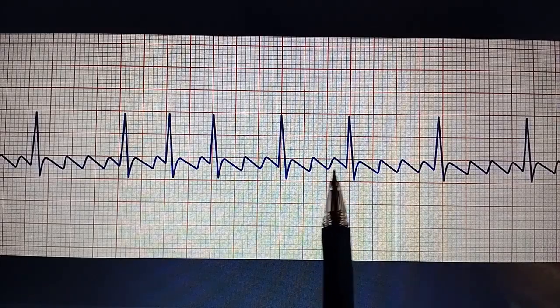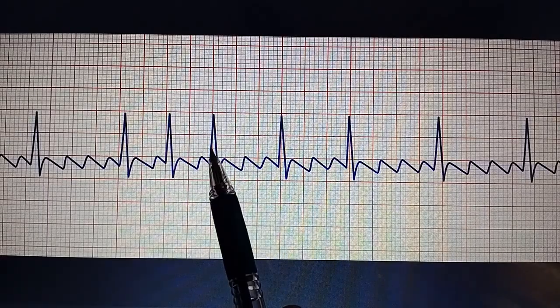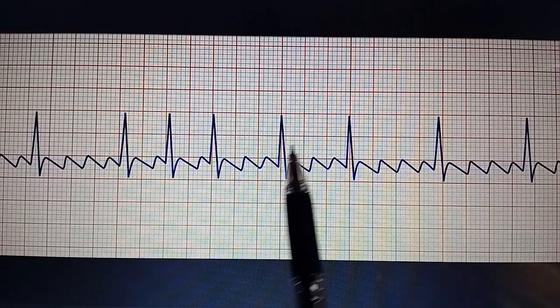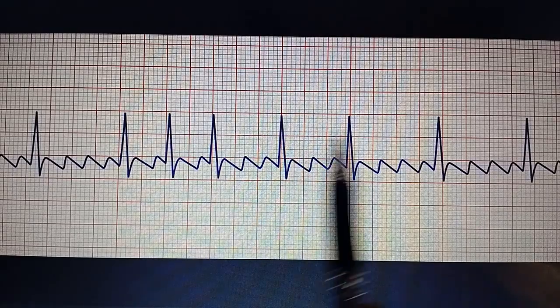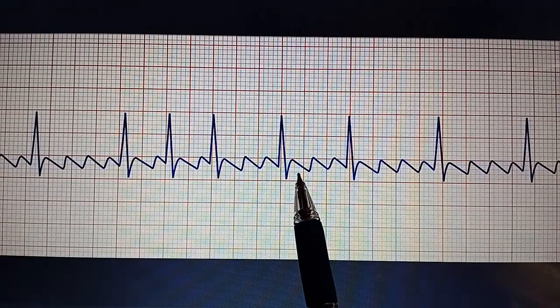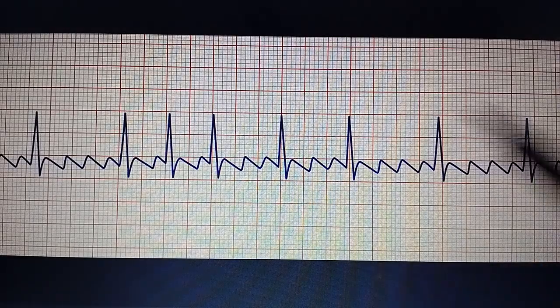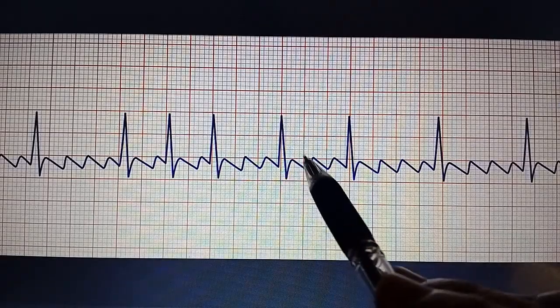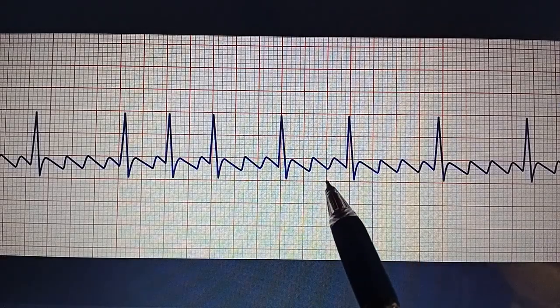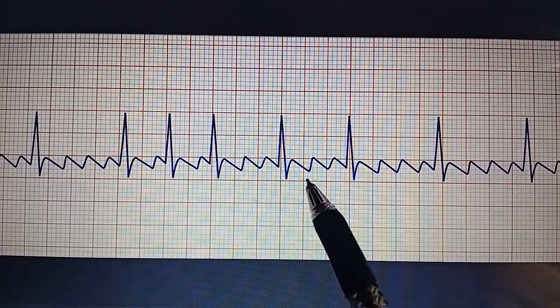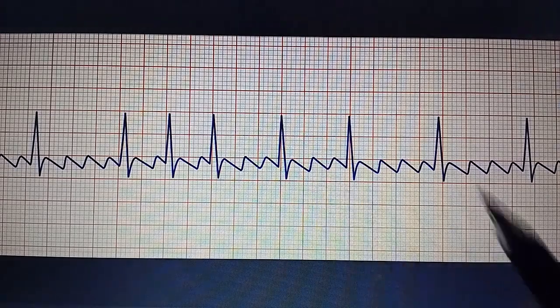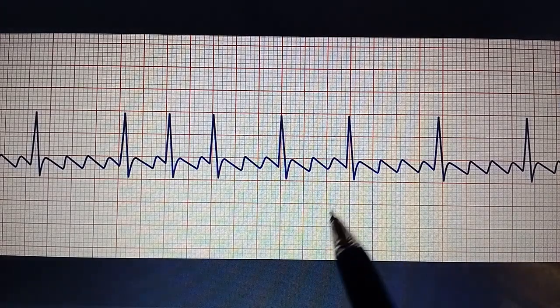So you do not have to say it is atrial fibrillation, because as you can see, the QRS complexes, the ventricular contraction and the ventricular rate are not much increased as compared to the atrial rate, and the atria are contracting at a much increased rate, which is appearing as the sawtooth P waves. So this is the atrial flutter.